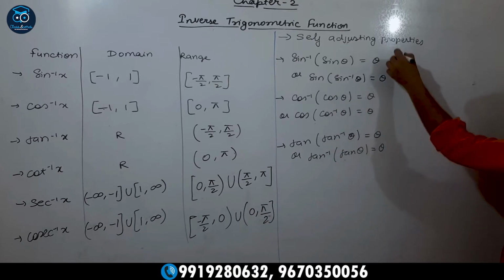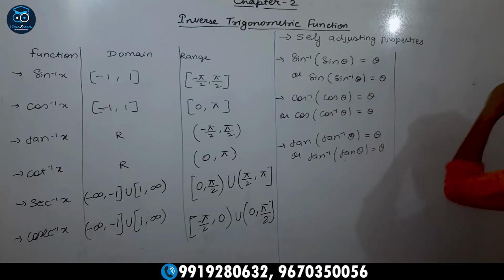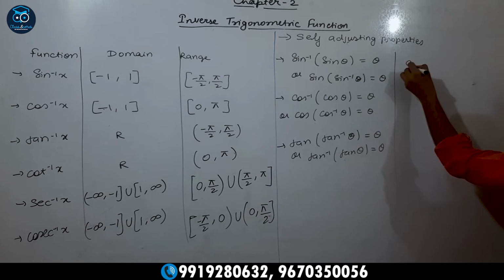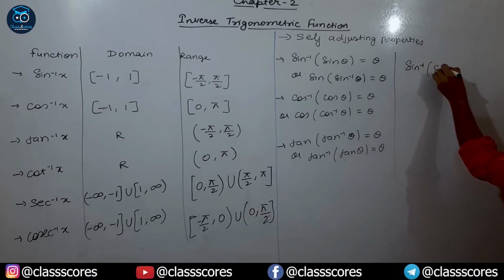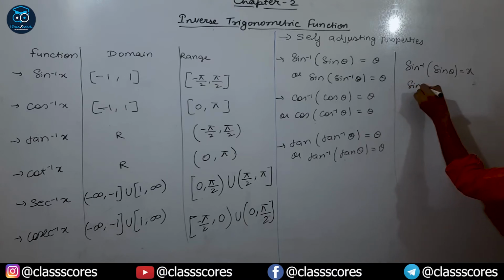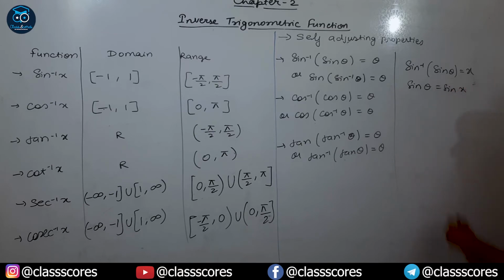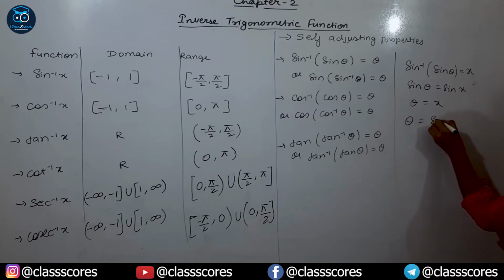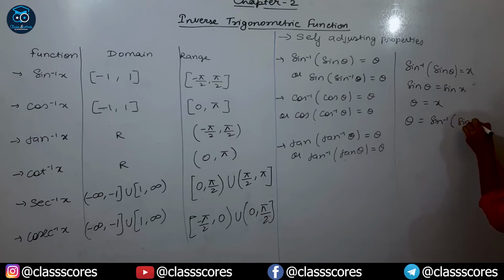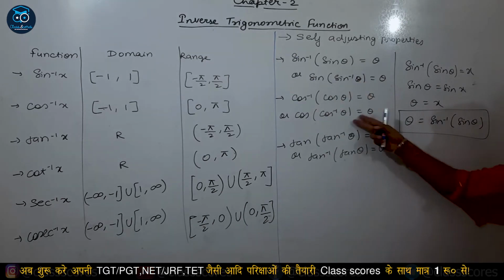Okay, we can prove these properties as well. Just take the first one. Just take sin inverse sin theta as x, we get sin theta equals sin x. On comparing, we get theta equals x. And what was the value of x? Is this. So we can substitute sin inverse sin theta. So this is the verification of the first property. See, in the same way you can solve these properties.